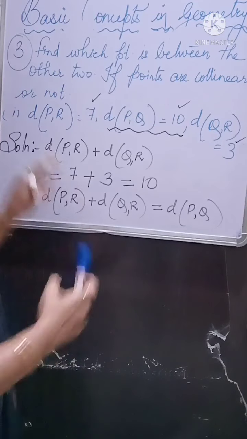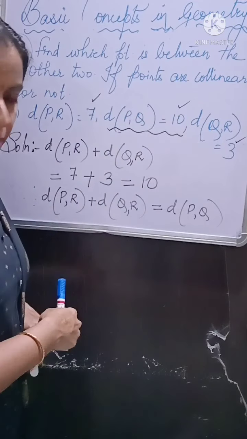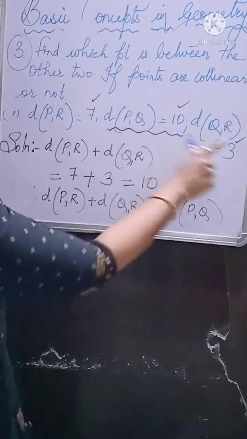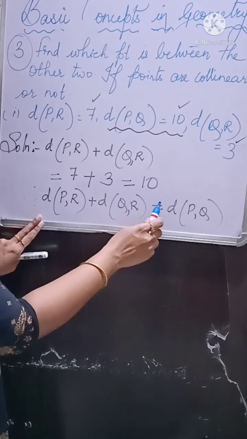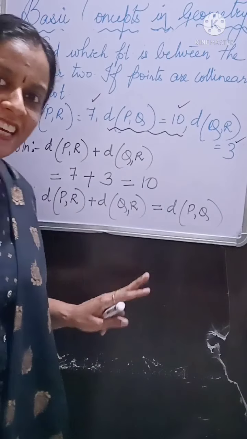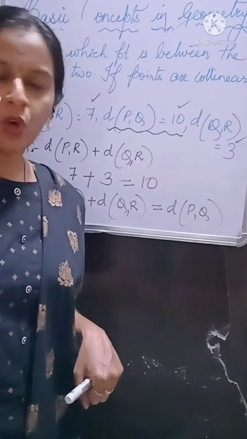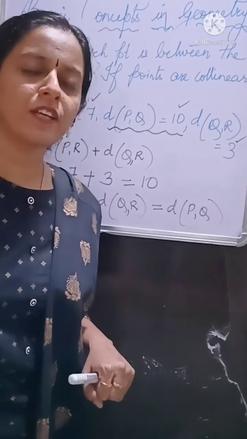Understood? So, you will not touch the greatest number. You will add the other two smaller numbers. 7 plus 3 you will add. You got 10. If you are getting 10, then there is betweenness property. If you get another number, then there is no betweenness property. The points are not collinear.